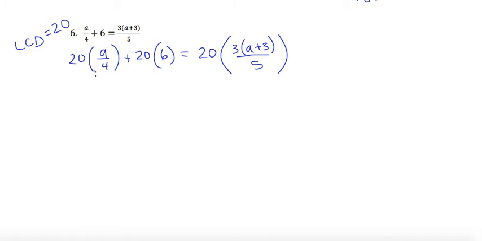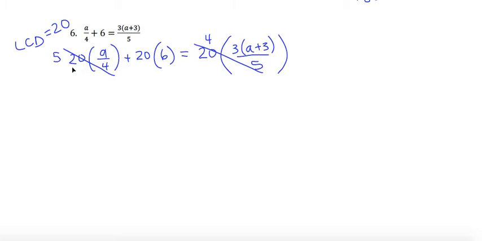By doing that, this helps us eliminate those fractions. So it eliminates our denominators. So 20 divided by 4: 4 goes into 20 5 times. And 20 divided by 5 is 4. So what I've done is I'm eliminating those fractions. I've taken my lowest common denominator and divided it by my denominators to give us a number that I can multiply by.